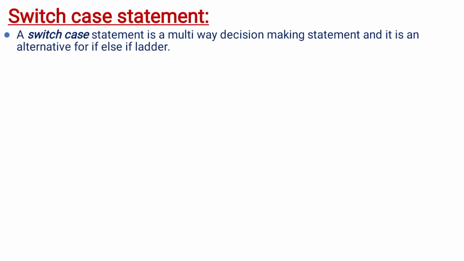Switch case statement. Switch statement is also called switch case statement. A switch case statement is a multi-way decision making statement and it is an alternative for the if else if ladder. We already discussed the else if ladder in the previous video. For that else if ladder there is an alternative, and that alternative is this switch case statement. So switch is a multi-way decision making statement. It is also a conditional statement. It is also a decision making statement.